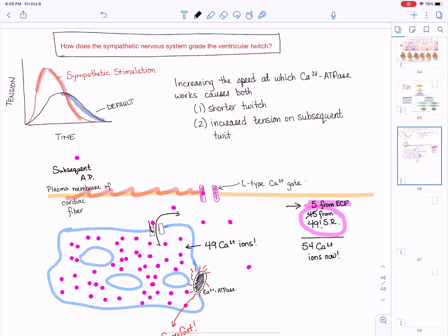The shorter twitch, interestingly enough, means that there's more time for the ventricle to be relaxed, which therefore allows more blood to flow into that ventricle for the next stroke.